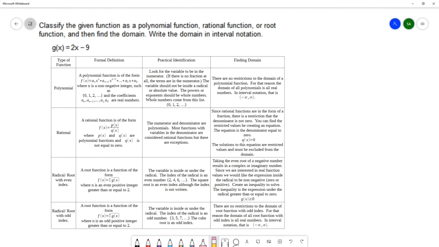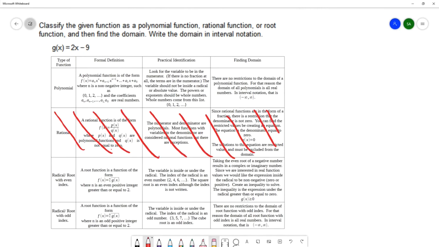So I've got some very detailed definitions here, but I'm going to give you the really quick way of eliminating some of these categories. So for a rational function, you're looking to have a fraction. You're looking for something with a variable in the denominator. So you can see that our function, g of x equals 2x minus 9, doesn't have a variable in the denominator, so we can eliminate that category.